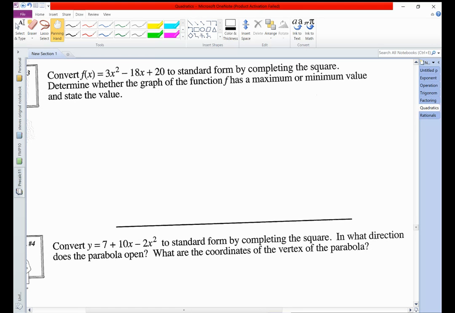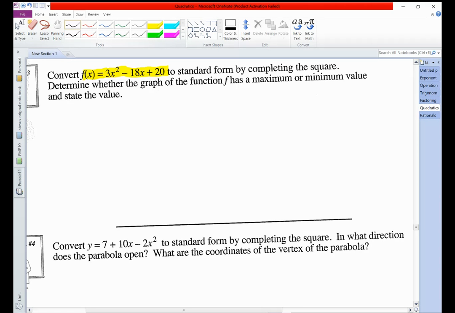There we go. So now we have this equation. f of x is equal to 3x squared minus 18x plus 20. So we're going to convert that to standard form by completing the square. Then we're going to determine whether the graph of the function has a maximum or minimum value and find that value.